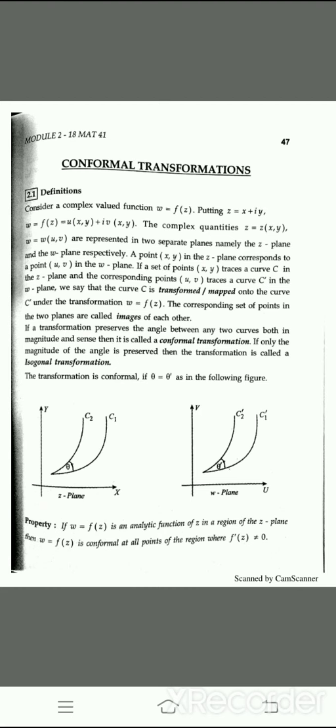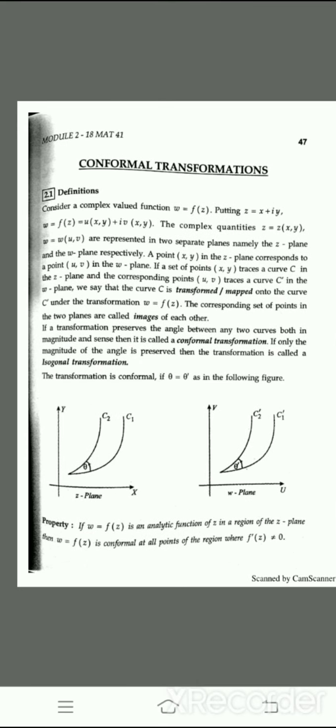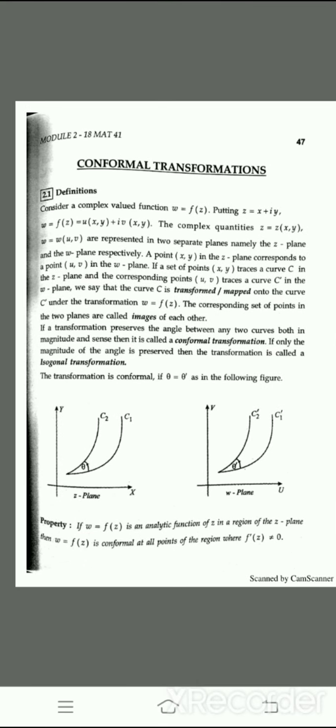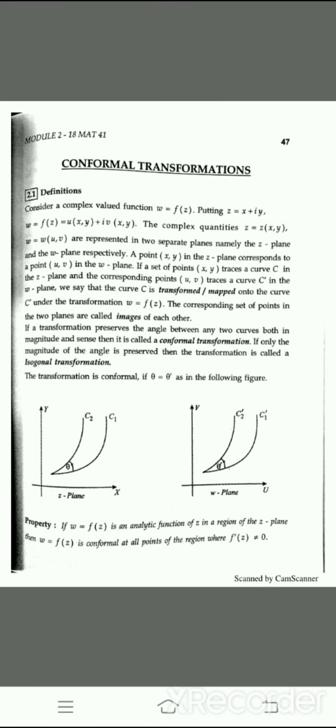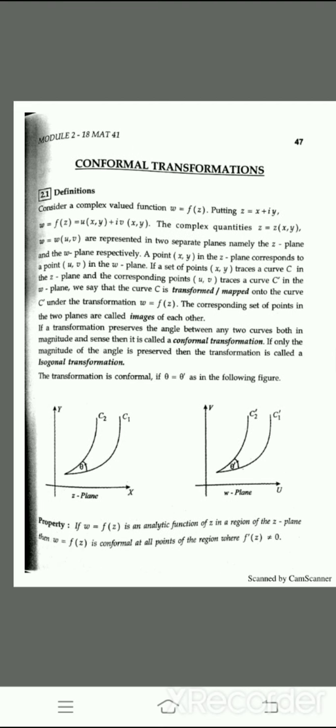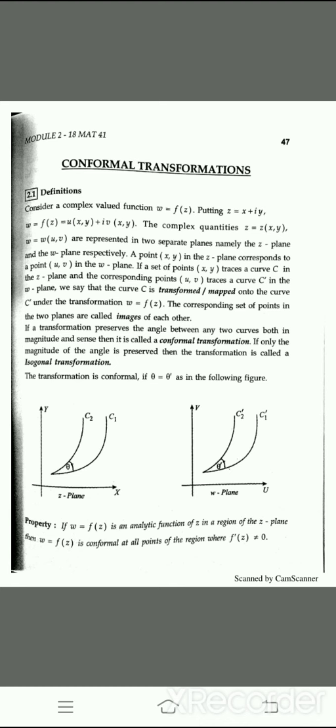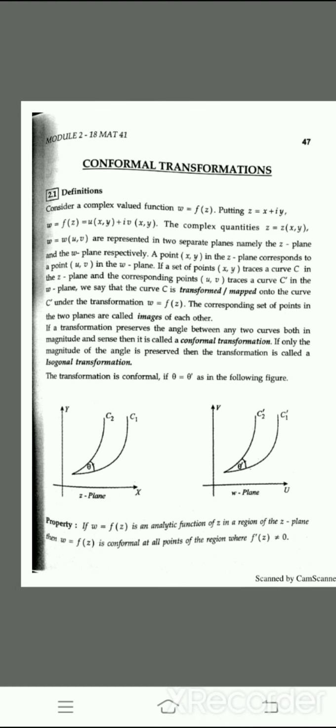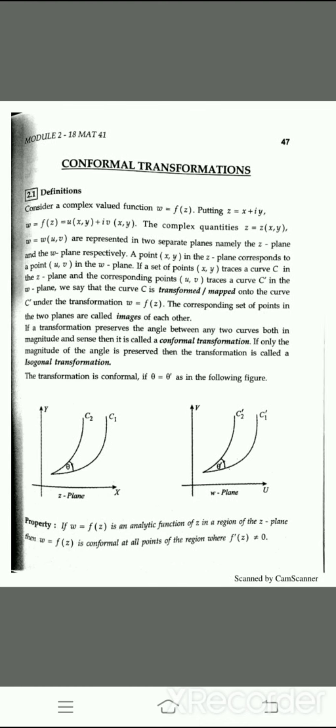this curve c is transformed, mapped into the curve c dash under the transformation w is equal to f of z. Then you have to take some graphical notations: the z plane and w plane, the coordinates of x and y axes for the z plane, and here also the w plane, the coordinates of u and v axes respectively.